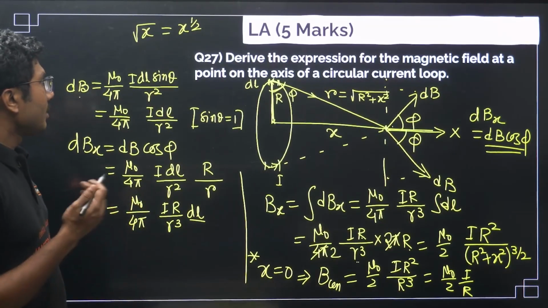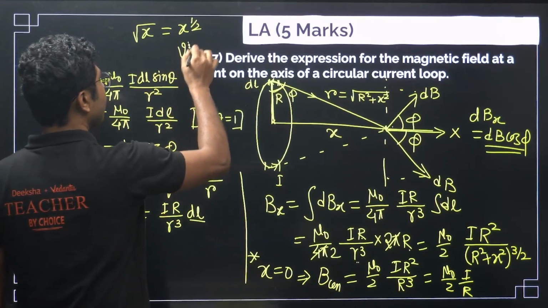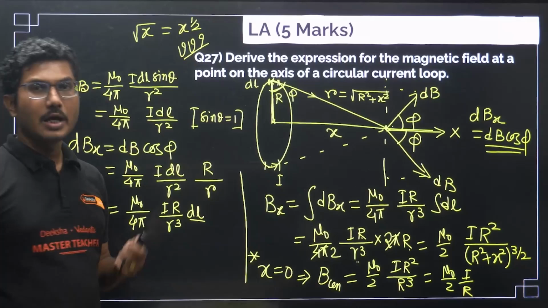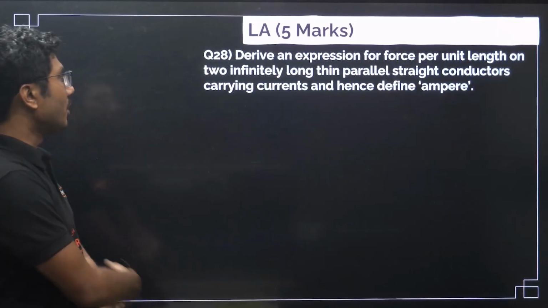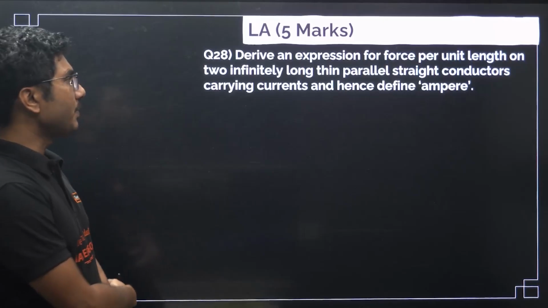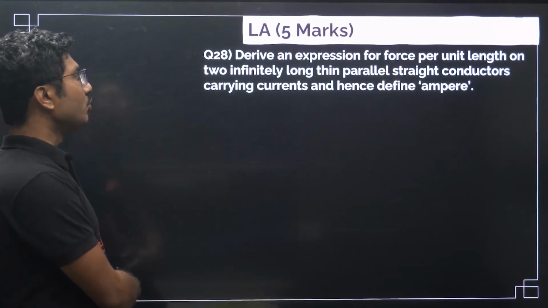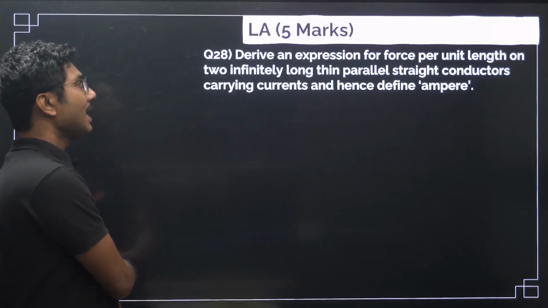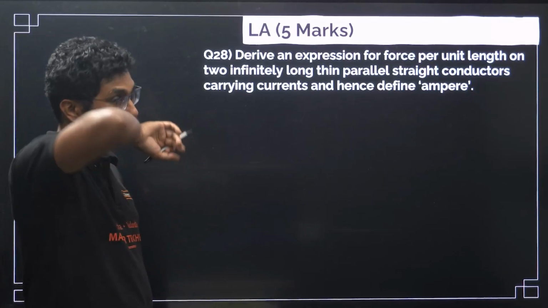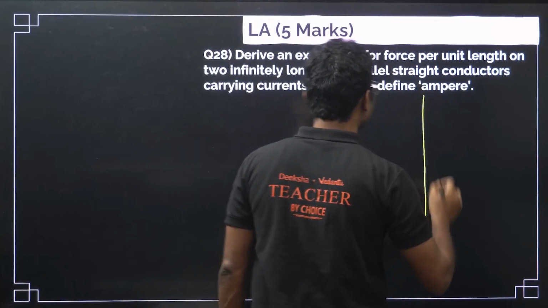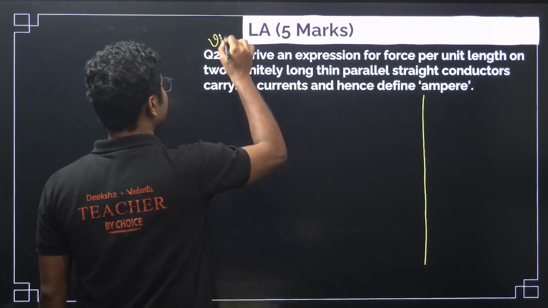Very important, very important derivation. If you have this chapter in your syllabus, this is one of the very important derivations. Now, let us move on to the last question of this chapter. Derive an expression for force per unit length on two infinitely long thin parallel straight conductors carrying current and hence define ampere. This is very common and also a very important derivation.